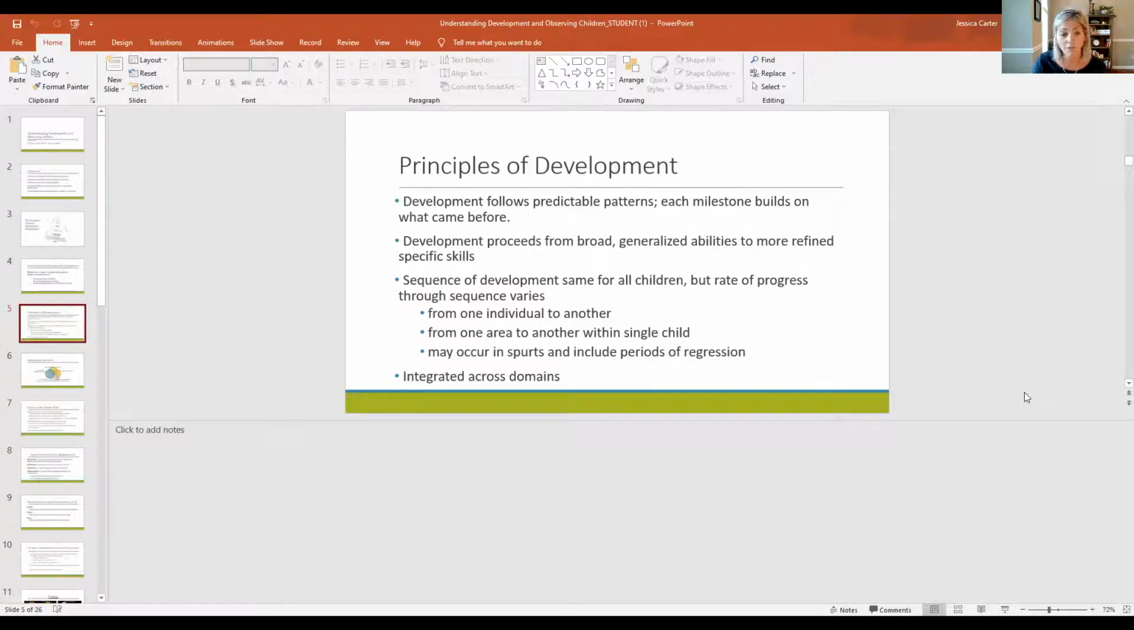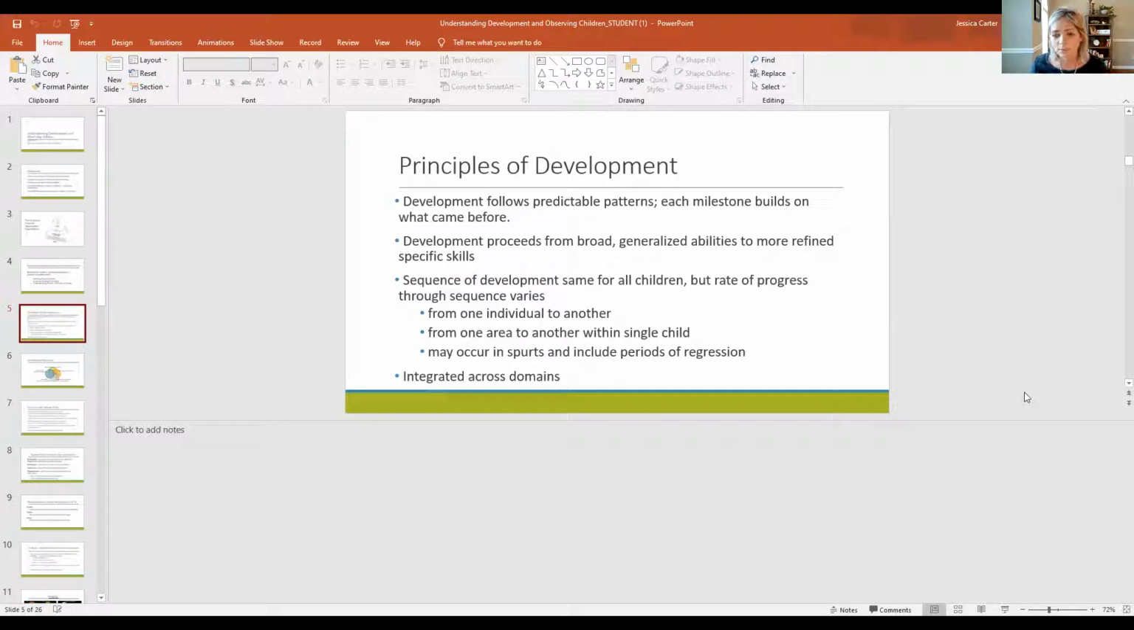One, development is not random. It always follows predictable patterns, and each milestone builds on what came before it. That is true of all children. Development follows the same trajectory in terms of the pattern. Development also proceeds from broad, generalized abilities down to more refined, specific skills. For example, infants learn how to wave their arms with little control before they become toddlers and preschoolers who develop more specific and refined fine motor skills to grasp tools and things like that.